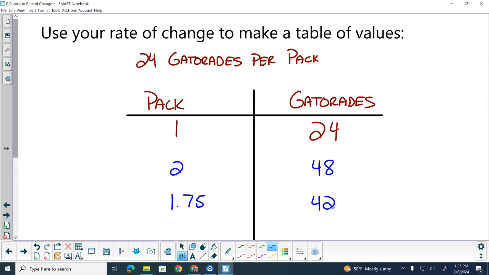Awesome sauce. Today, all we wanted to do was get you thinking about rates of change, get you a little bit of an introduction to them. Okay?